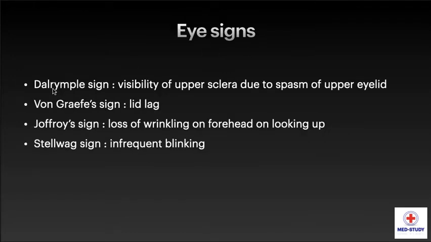Eye signs include Dalrymple sign, that is visibility of upper sclera due to spasm of upper eyelid. Von Graefe's sign, that is lid lag. Joffroy's sign, that is loss of wrinkling on forehead on looking up. Stellwag's sign, that is infrequent blinking.